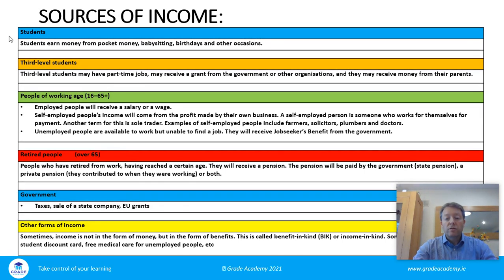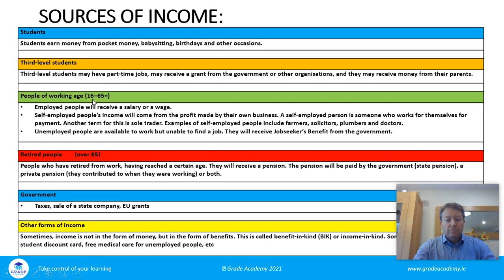So, here are all the different sources of income depending on your age. Students earn money from pocket money, babysitting, birthdays, and other occasions. Third level students might have a part time job. They could get a grant or a scholarship from the government or another organisation, and they may receive money from their own parents and guardians.